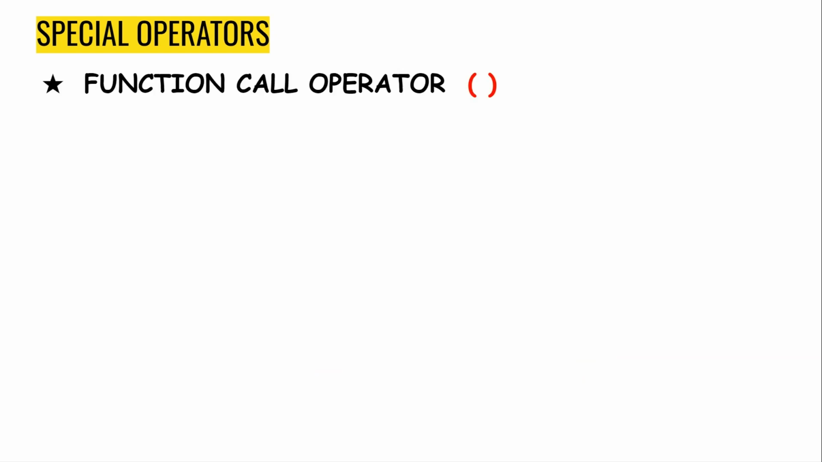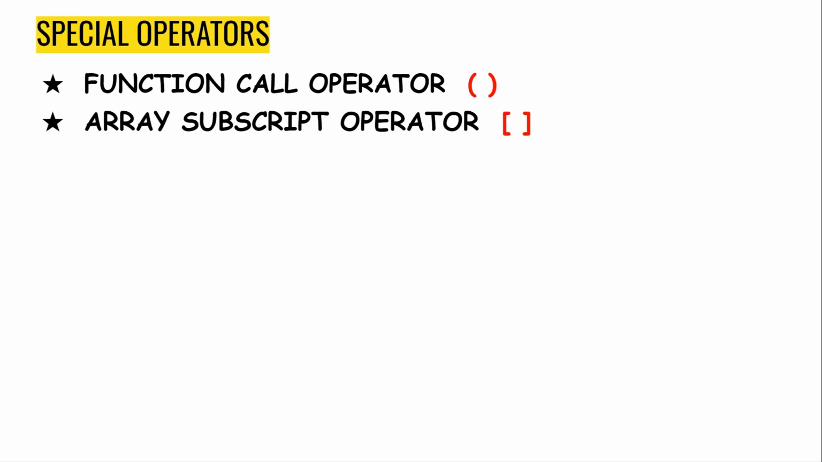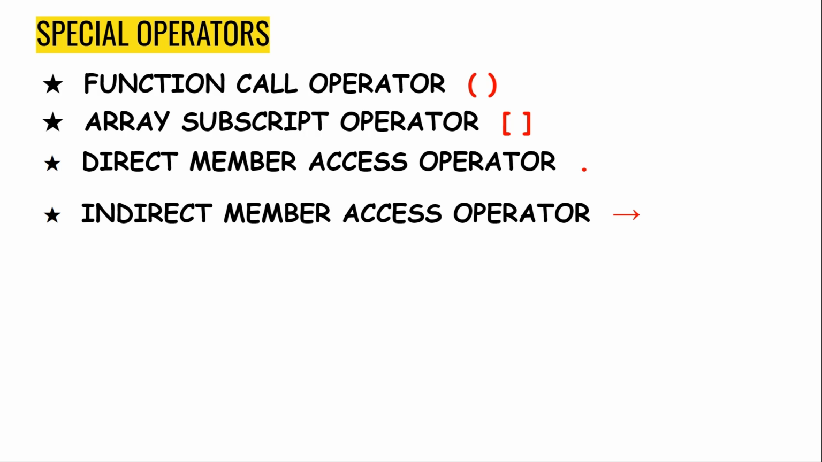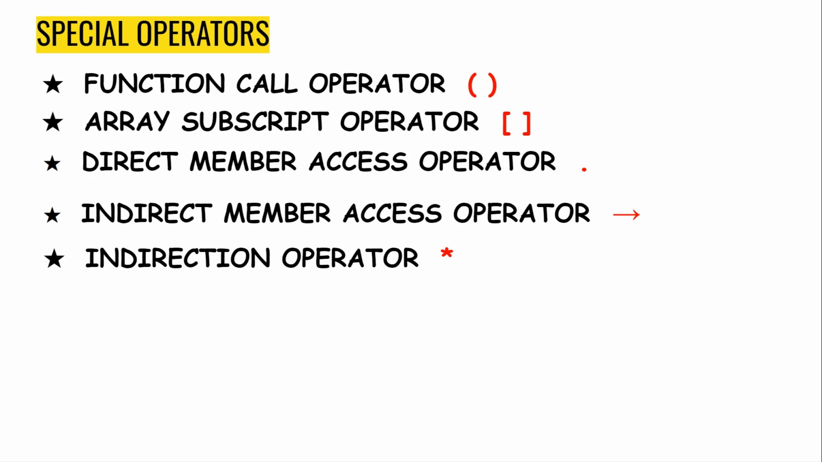In special operators, we have function call operators. They are used in defining and calling the functions. Array subscript operators are used in accessing the elements of the array. Direct member access operator and indirect member access operator are used for accessing the elements in structure and union. The indirection operator and address of operator are used in pointers.